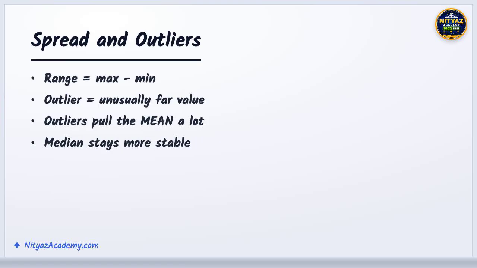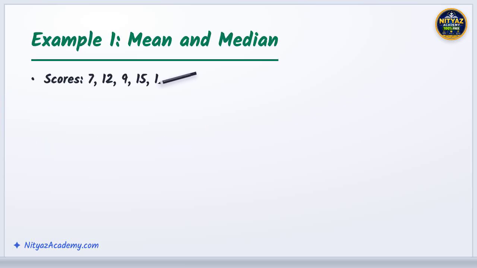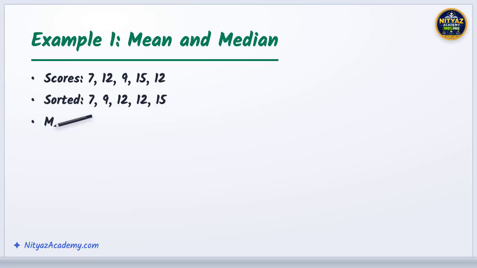Here's the key idea the SAT tests. Outliers drag the mean toward themselves, sometimes a lot, but the median barely moves. So if a dataset has one huge or tiny value, the median is usually the more reliable measure of the center.